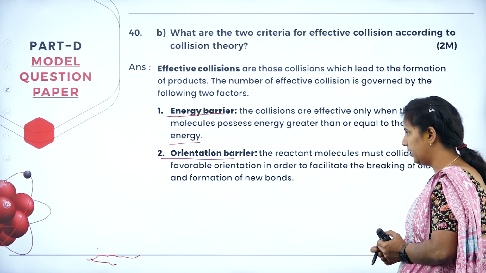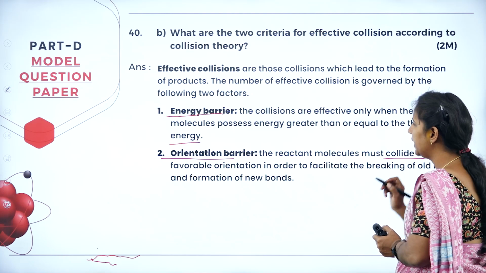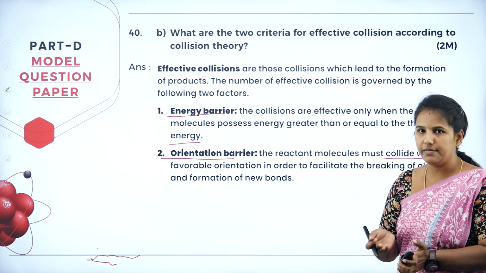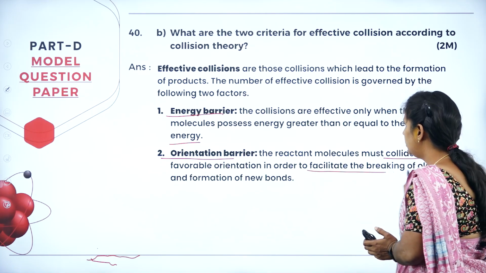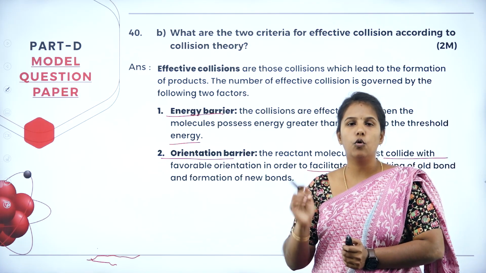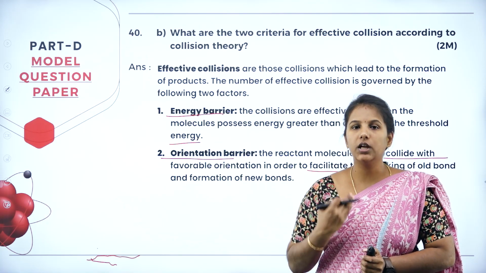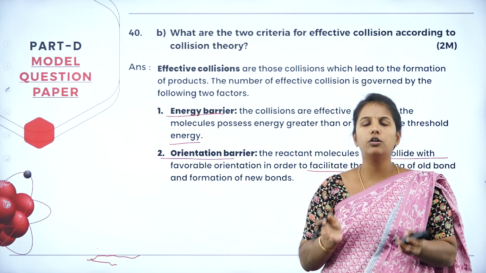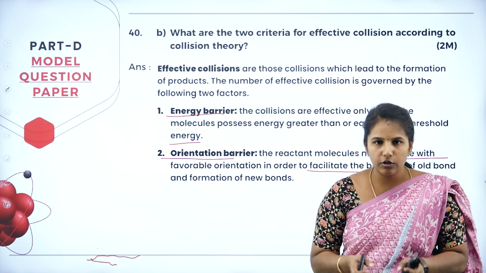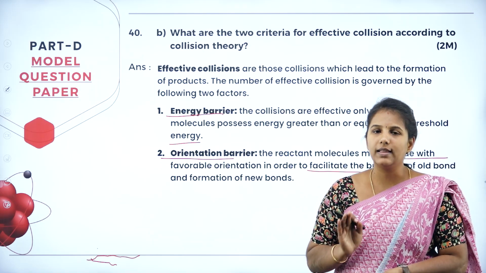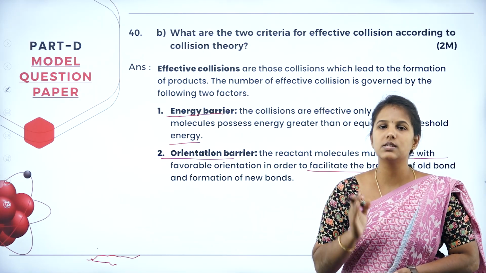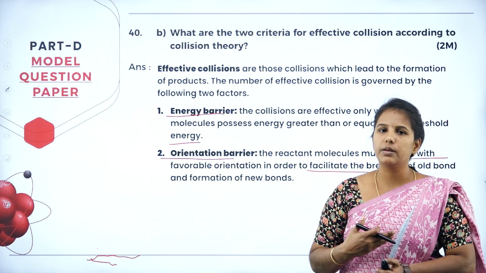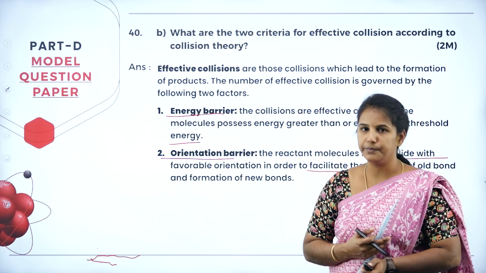Whereas for the orientation barrier, the reactant molecules must collide with each other in a favorable orientation, to facilitate the breaking of old bonds and the making of new bonds. So this orientation barrier has to be overcome in order for the two reactants to react, break the older bond and form a new bond. These two are the factors which cause an effective collision, and if we overcome these two barriers, the collisions will become more and more effective.